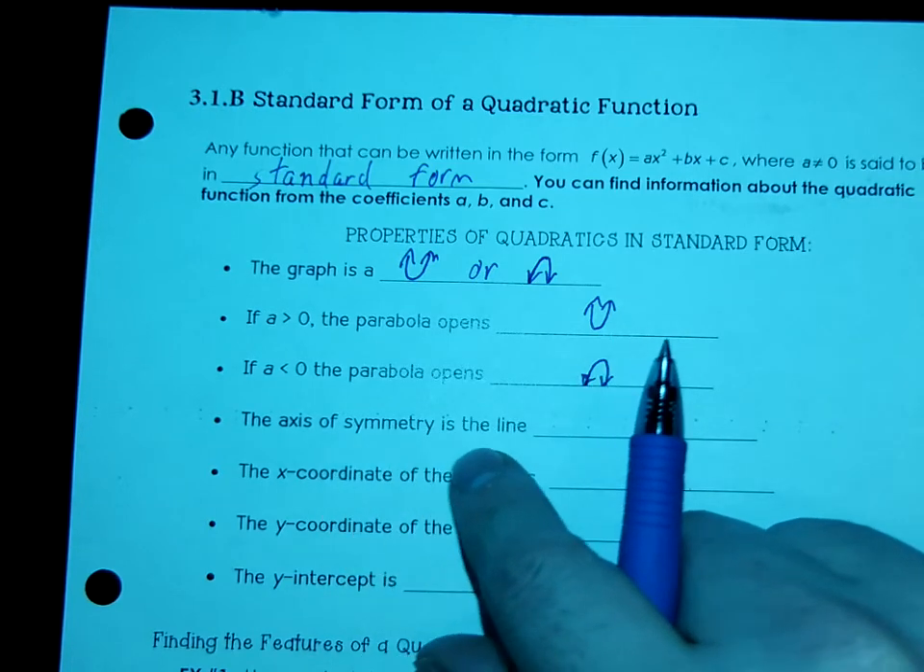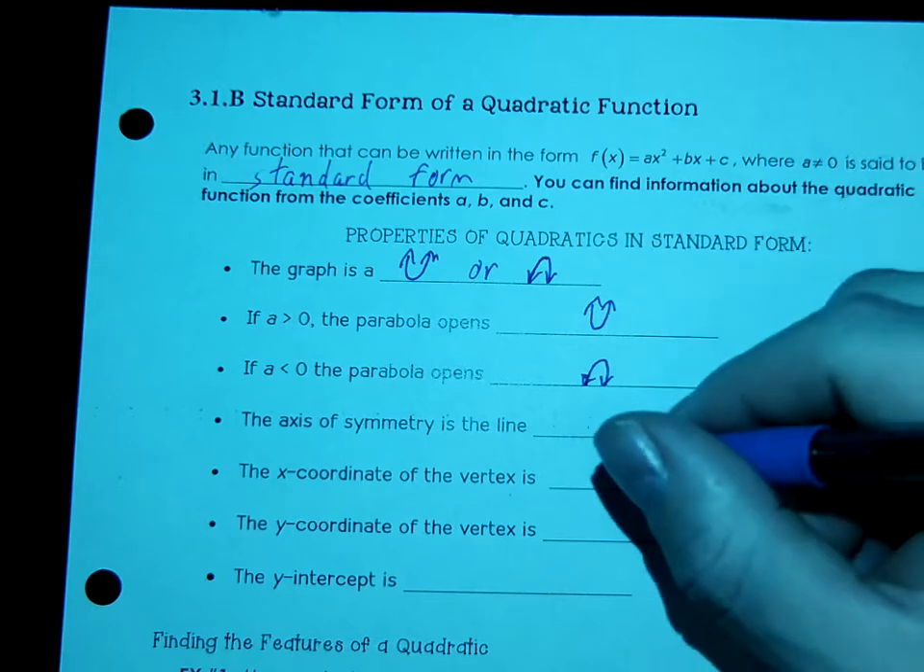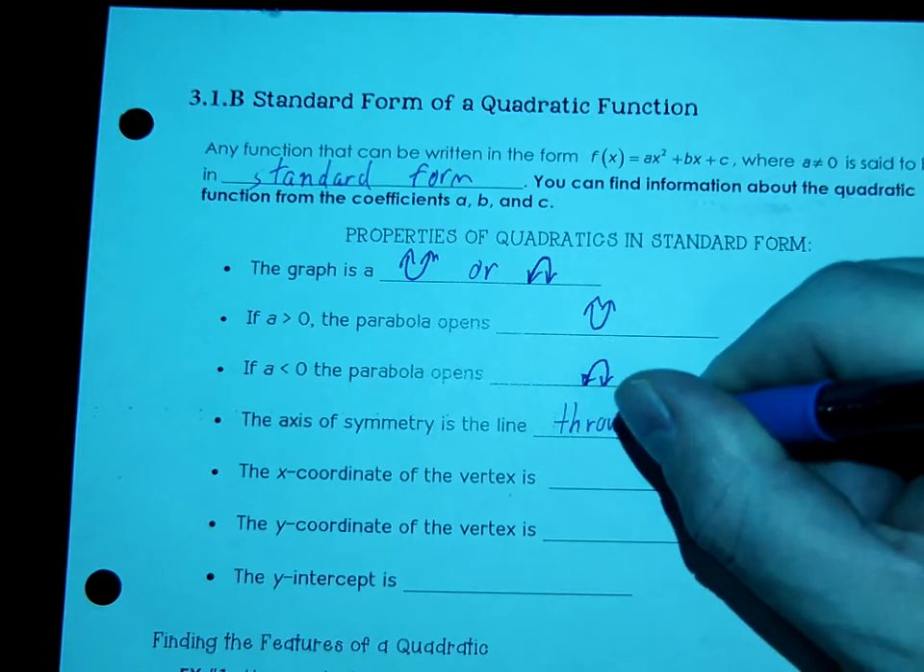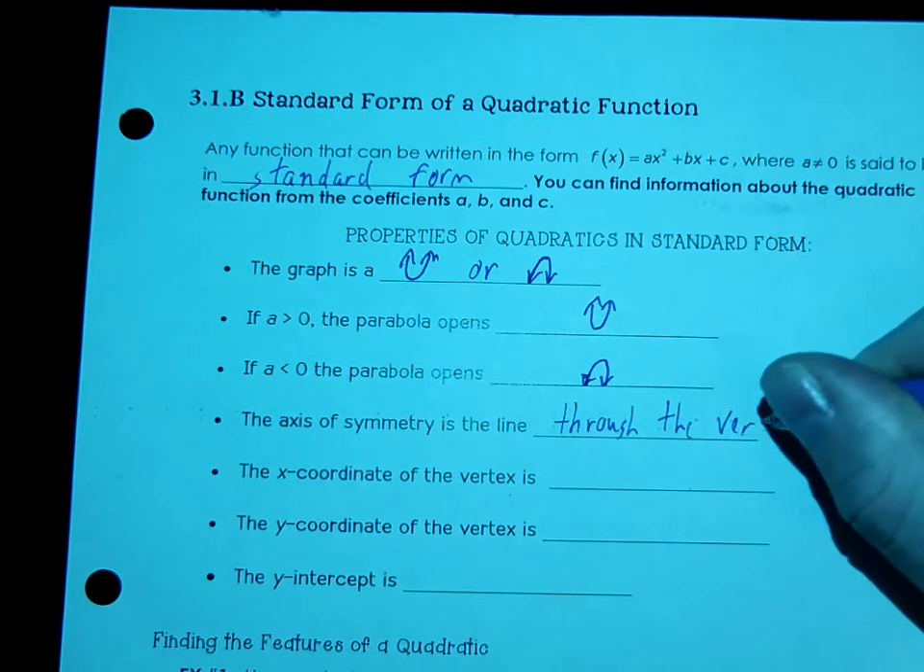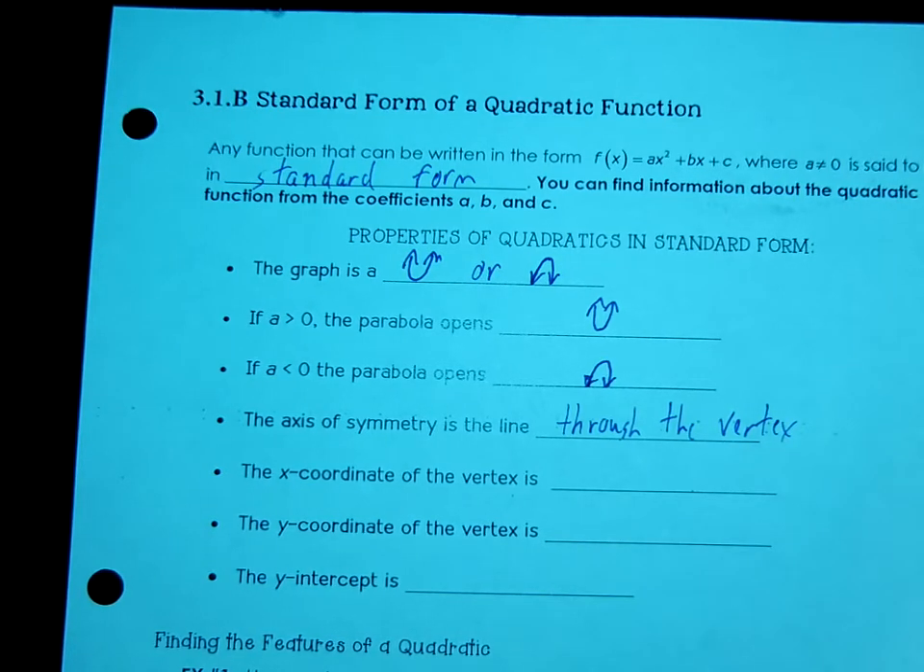The axis of symmetry is the line through the vertex, so it's through the middle of the parabola. That's going to be determined by how you find the x and y coordinate of the vertex. In this format, you have to do some work to find the x and y coordinate of the vertex because they're not given within the form precisely.